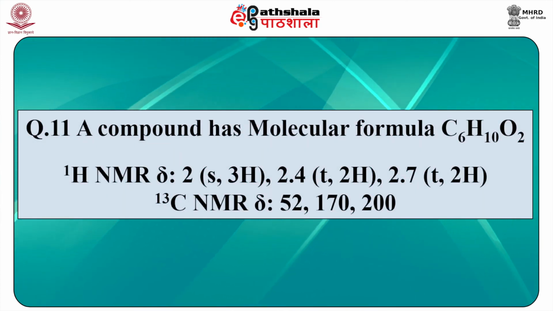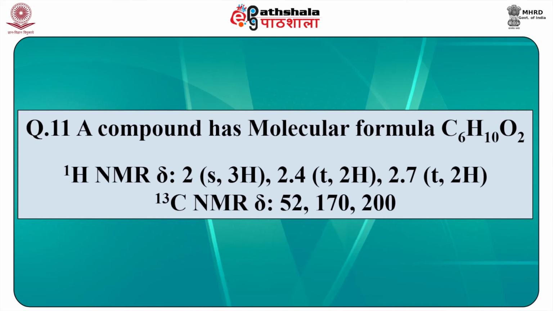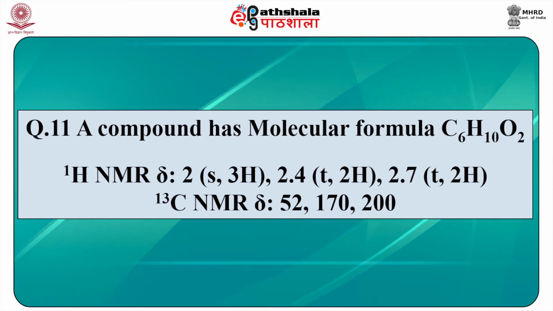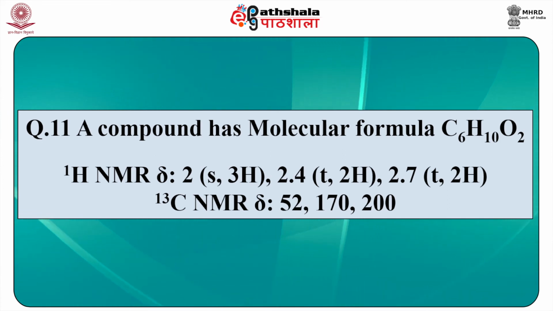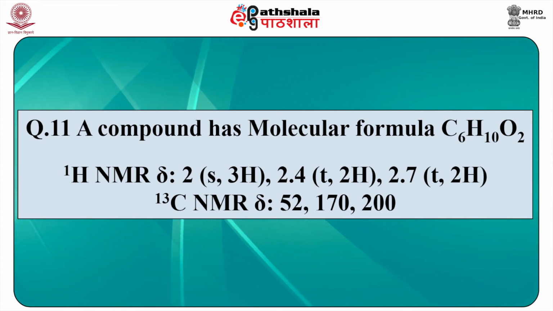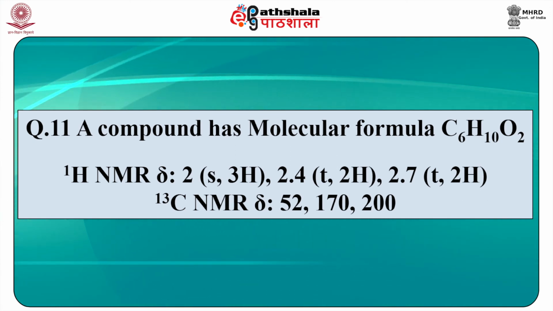A compound has the molecular formula C6H10O2. 1H NMR shows peaks at delta 2 as a singlet for 3 protons, 2.4 triplet for 2 protons, and 2.7 triplet for 2 protons. 13C NMR shows peaks at delta values of 52, 170 and 200 ppm. The double bond equivalence for the compound is found to be 2. A double bond equivalence of 2 means an aliphatic compound with either 2 double bonds or it could have been an aromatic ring.